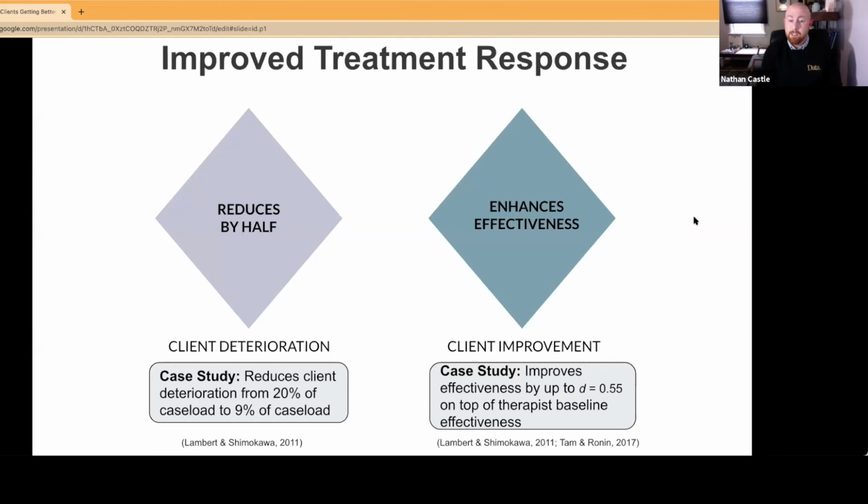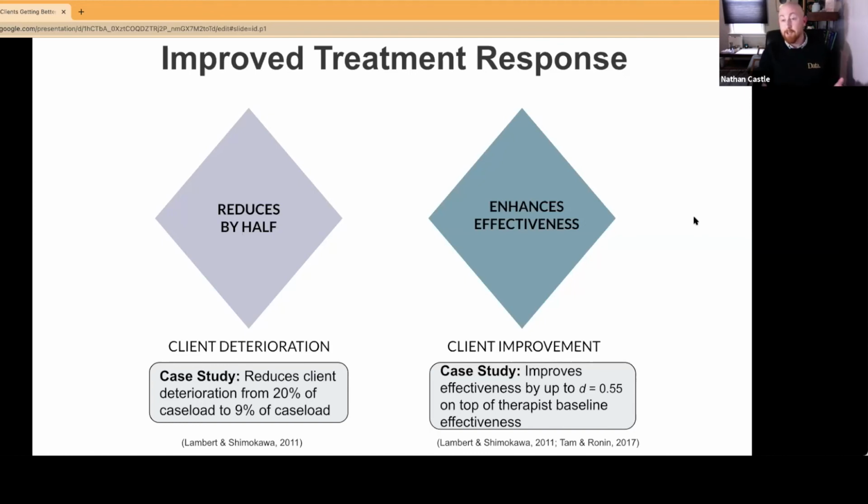And enhanced effectiveness. We can see from some of these studies that the amount of effectiveness is improving by up to Cohen's d of 0.55. What is that, most of you are going to ask? I mean, I don't have data on my jumper for no reason.